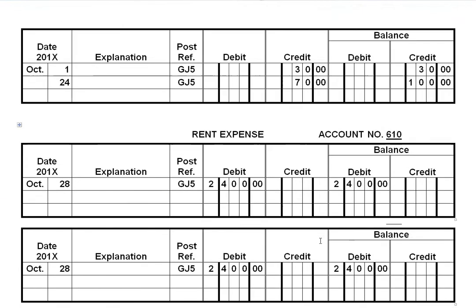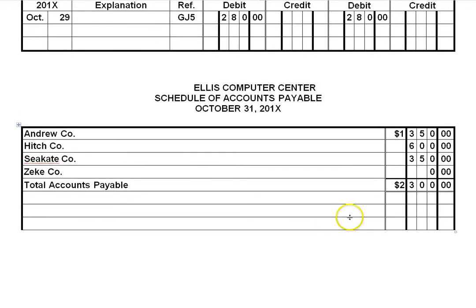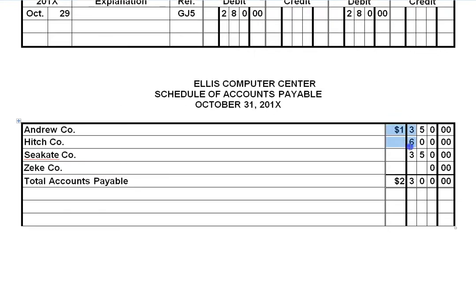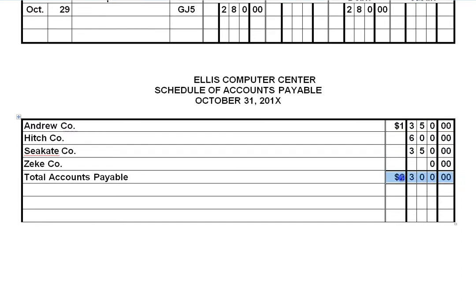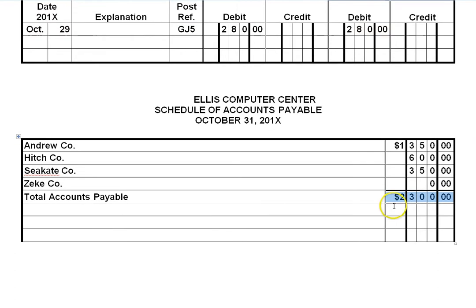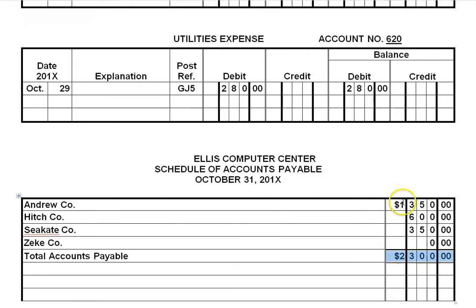Okay, and as I said, the additional task at the end of the period would be to list out those accounts from the subsidiary. You can go up and see that they're all there, and they sum up to $2,300. Now, again, part of the body of knowledge here is that you prepare a schedule of accounts payable, just like you prepared a schedule of receivables. You prepare a schedule of accounts payable from the subsidiary ledger, and that amount has to tie in.